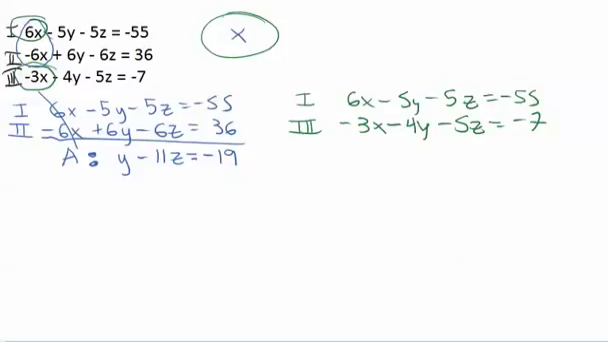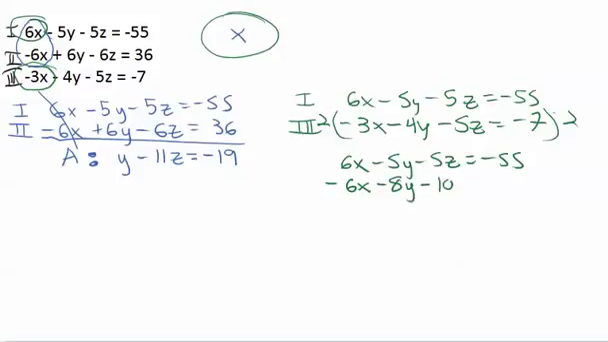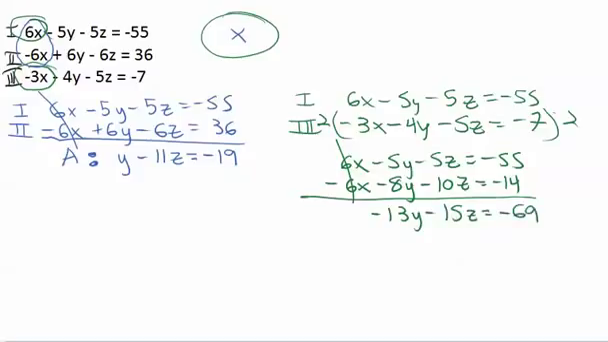Now I need to get opposites in front of the x. We've just got to multiply the second equation by 2. So the first equation is unchanged: 6x minus 5y minus 5z equals negative 55. The second equation, when we multiply by 2, is negative 6x minus 8y minus 10z equals negative 14. And now I can add those together. We've got the opposites in front of x, so we have negative 13y minus 15z equals negative 69. And that is my B equation.